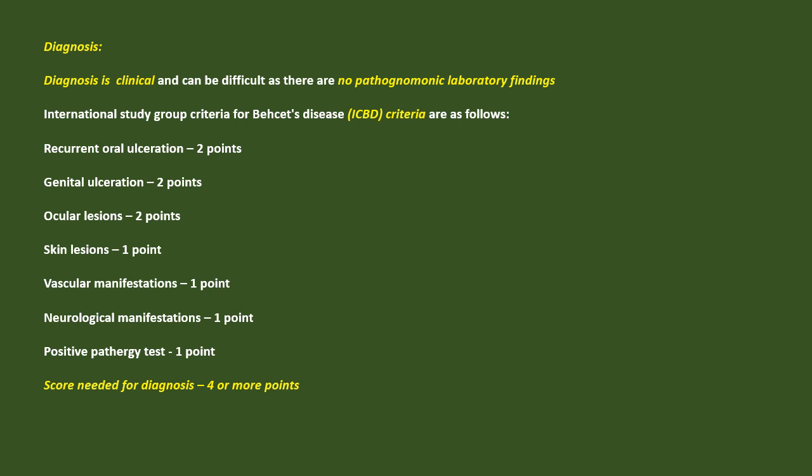Diagnosis. Diagnosis is clinical and can be difficult as there are no pathognomonic laboratory findings. The International Study Group criteria for Behcet's disease, or the ICBD criteria, are as follows. Points are given for different manifestations, and the score needed for diagnosis is 4 or more points.